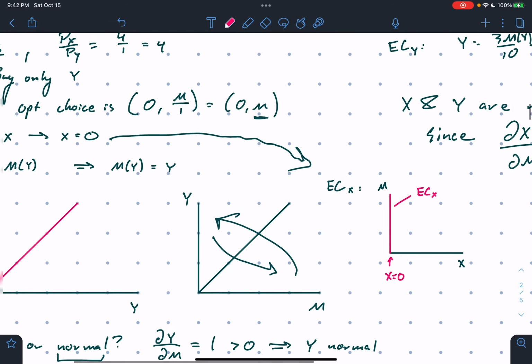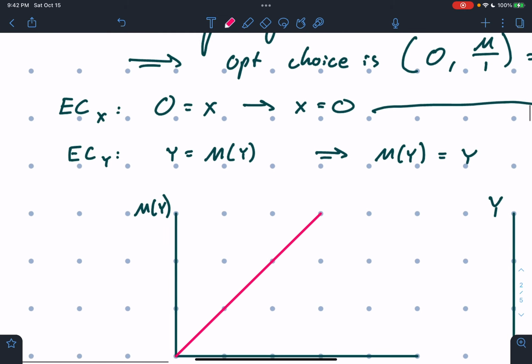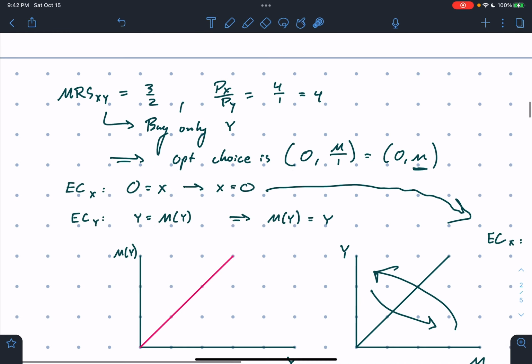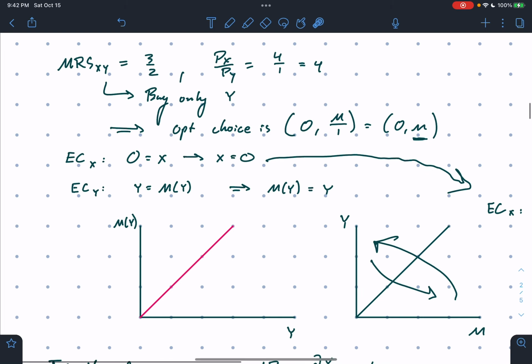Okay, now we want to plot the Engel curve for y. So we want to express m as a function of y. Well, we know that at any income level, we're just going to be demanding m units of y. So this is literally the Engel curve. For any level of m, we buy this many units of y. So this is my income, this is how much y I buy.